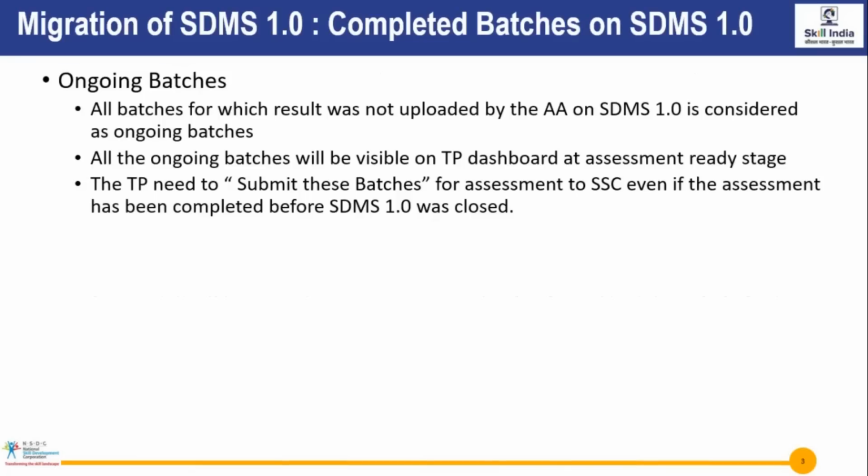All the ongoing batches, for which the result was not uploaded by the AA on SDMS 1.0, are considered ongoing batches. All the ongoing batches will be visible on the TP dashboard at the assessment ready stage. The TP needs to submit these batches for assessment to the SSC even if the assessment was completed before SDMS 1.0 was closed. I will show you how you can submit these batches for assessment to the SSC.